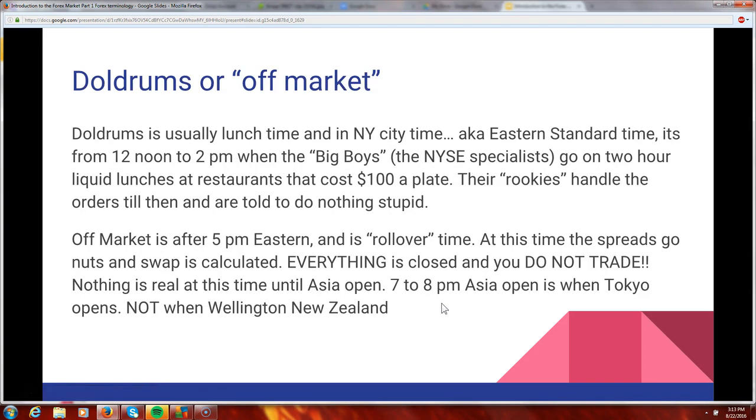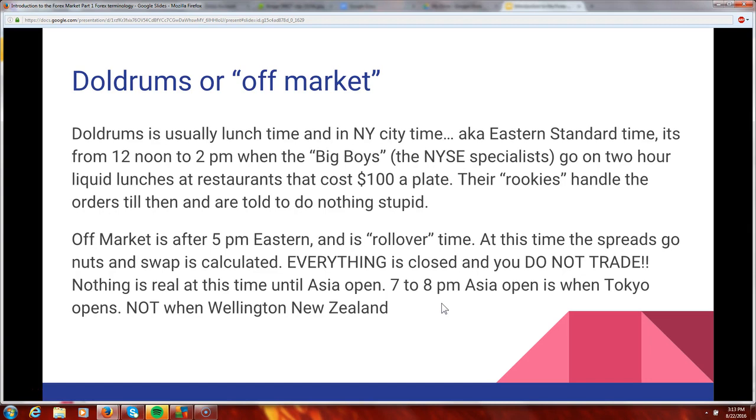Doldrums, or off-market time, it's usually lunchtime in New York City. That's Eastern Standard Time, New York City time. It's from 12 noon to 2 p.m., when the big boys, and by the way, these New York specialists, they're big, all right, and they are also big. I mean that 2 ways. They trade like monsters, okay, and they're usually a couple 100 pounds. They go on 2-hour liquid lunches.